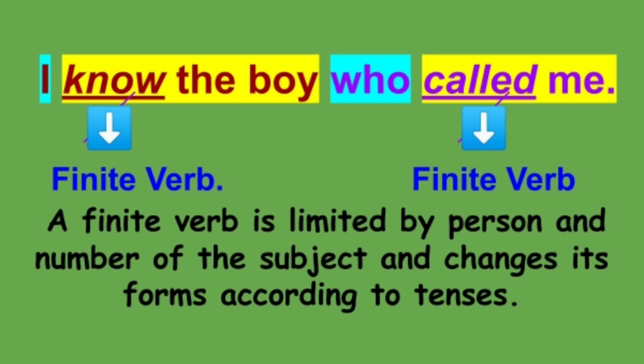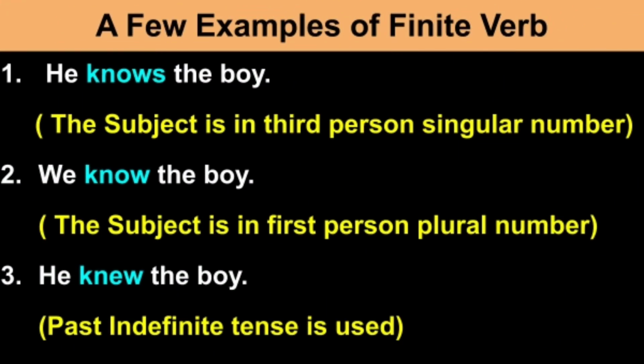In this sentence, the verb know is in present tense, but the verb called is in past tense. That is why ed is added to the verb call. Now, have a look at a few examples of finite verb. He knows the boy. In the sentence, the subject he is in third person singular number. That is why s is added to the verb know.